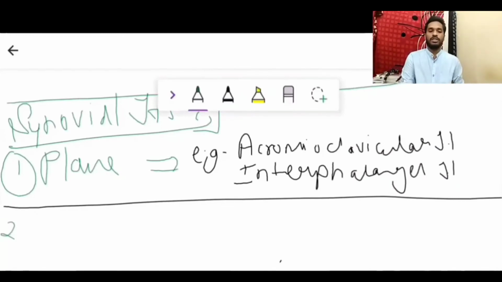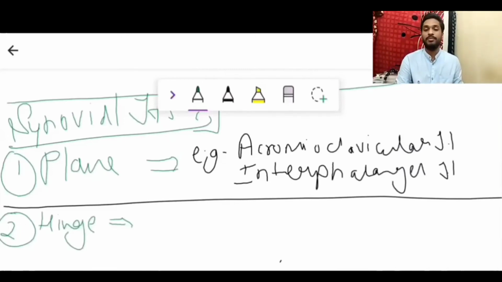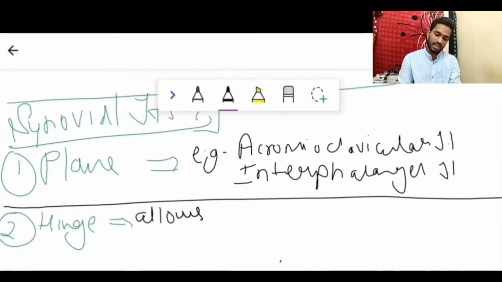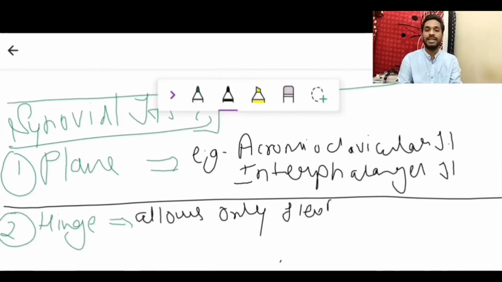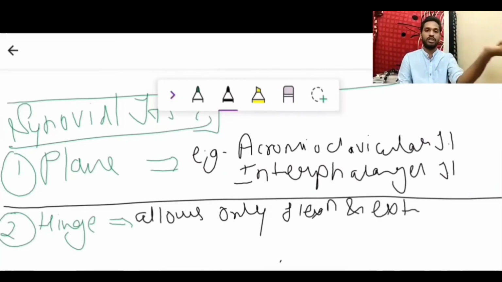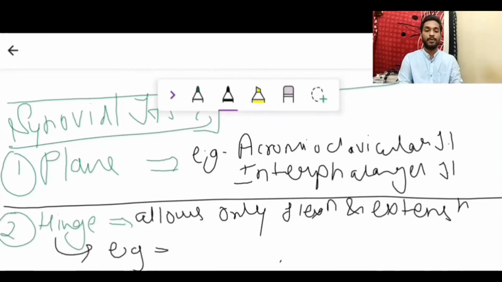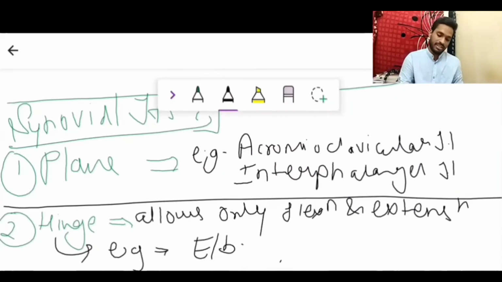Now if we go further, the second subtype was hinge joint. It is very important to know that it only allows flexion and extension. A very common example of hinge joint is the elbow, which allows only flexion and extension. You cannot do any adduction in this, and you cannot do any pronation and supination in this. So the elbow joint is an example of hinge joint.